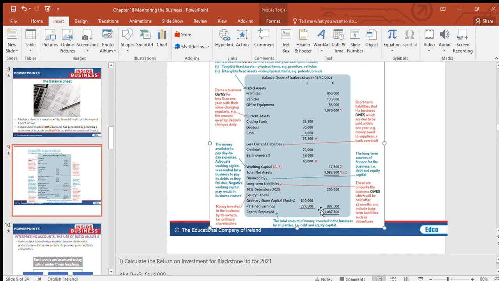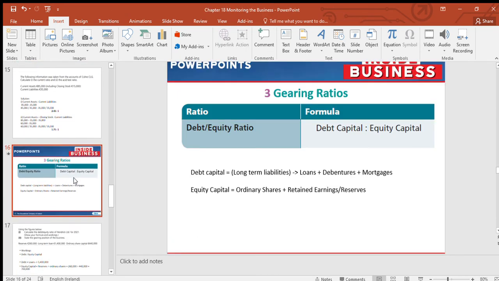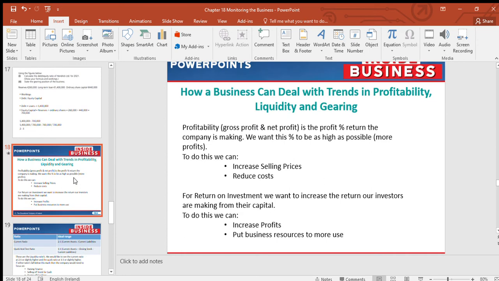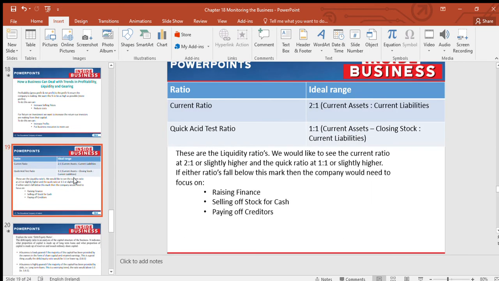If they tell you to find return on investment, your net profit will be given in your trading profit and loss, and this is your capital employed. If you need to find one of the liquidity formulas, this is current assets, this is current liabilities, and if you need to find the acid test formula, this is closing stock. That is me trying to show you where everything is again.